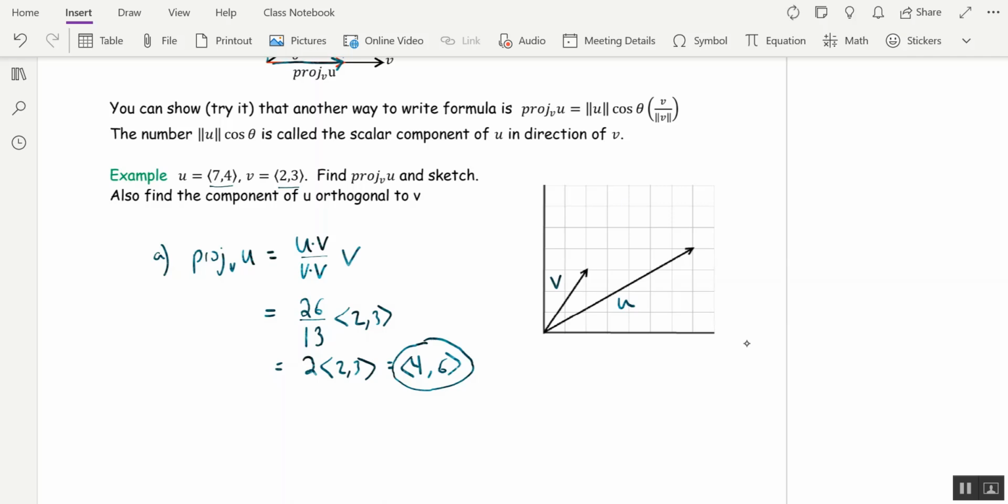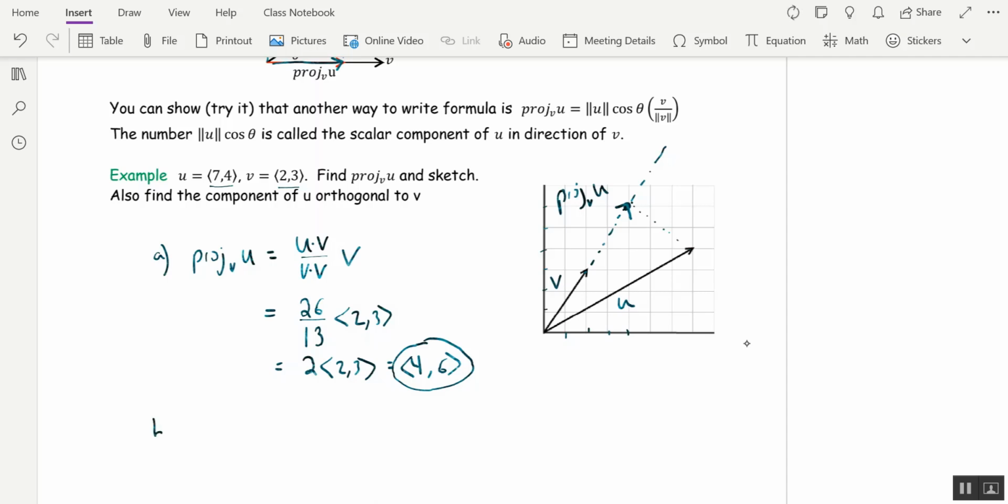Let's draw that. That vector would be up here, lying on this line. So this is the projection of u onto v. And we can see, sure enough, if we drop a perpendicular down like this, that is the part of u that's going in the direction of v.